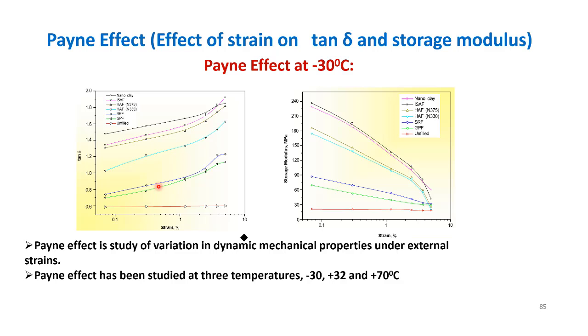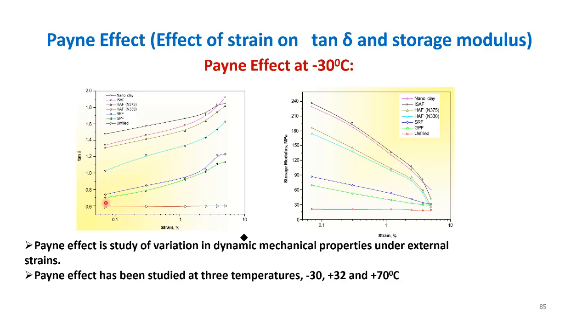The Payne effect is the study of variation in dynamic mechanical properties under external strains. The Payne effect has been studied at three temperatures. So in this study they have used three different temperatures: minus 30, then 32, and 70 degrees Celsius. And the effect of the particle size was checked for different properties of the system, such as tan delta and storage modulus, and so on.